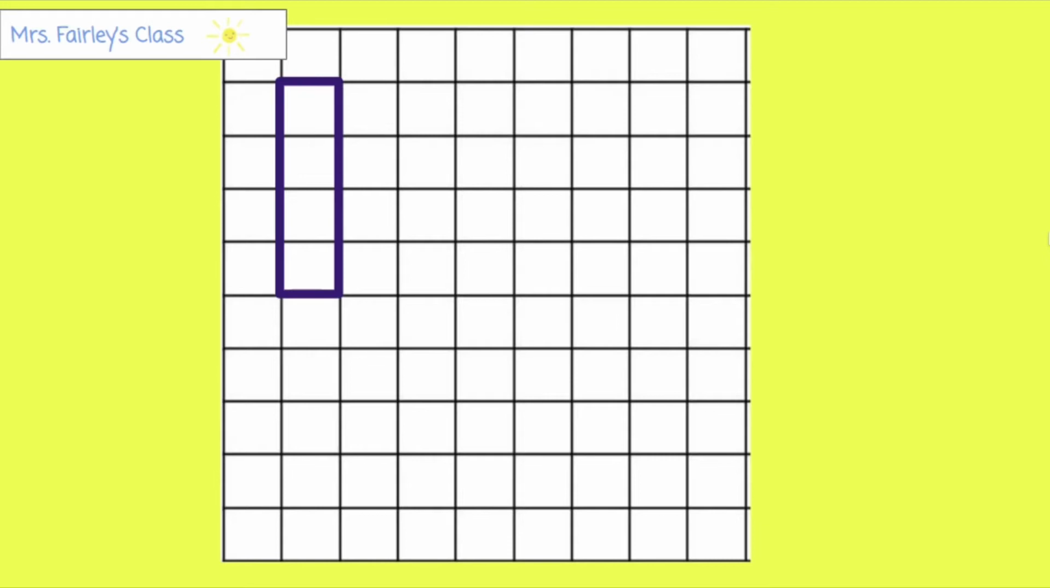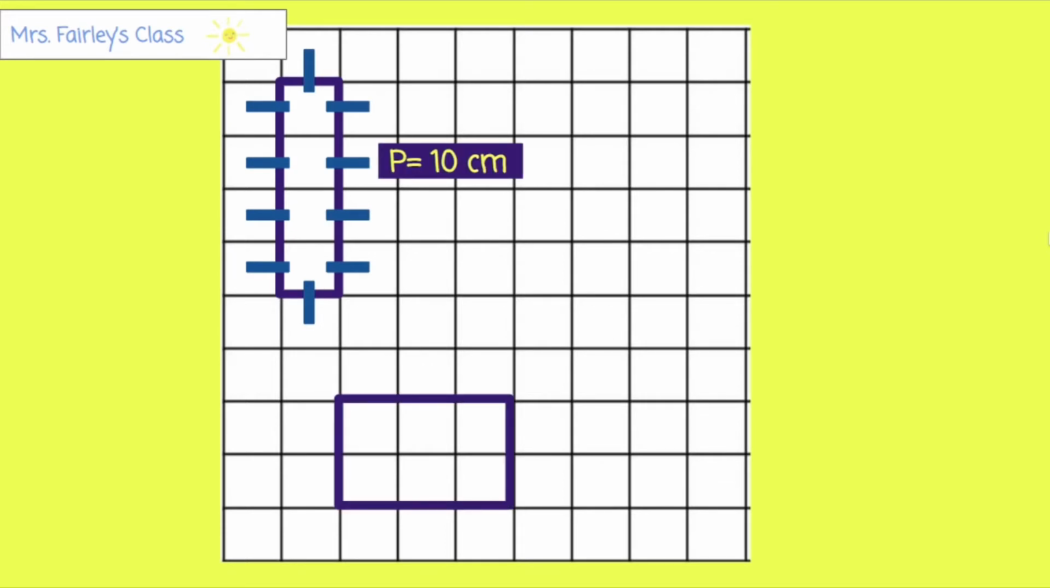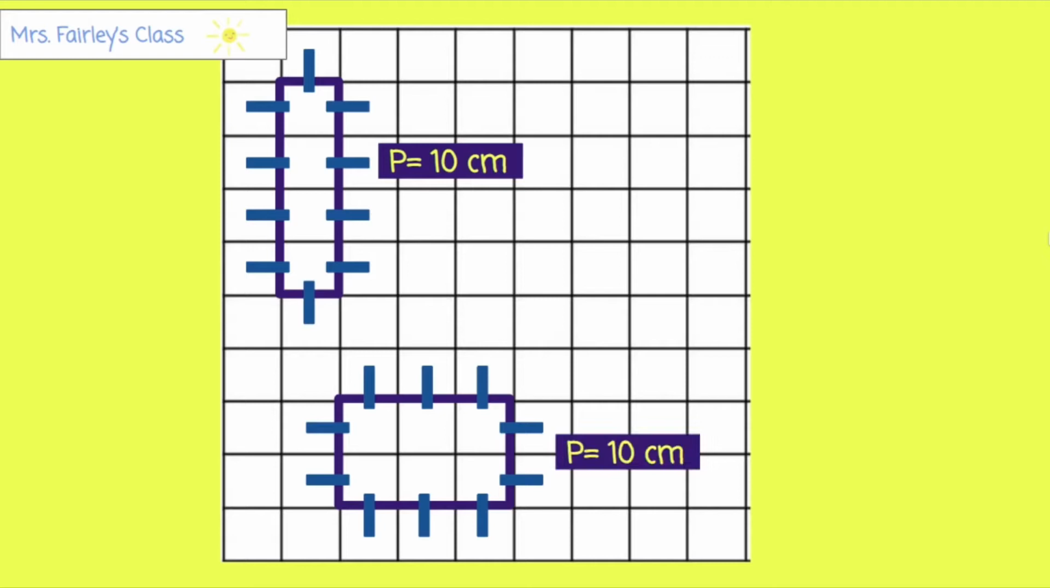Let's look at another shape. We'll find the perimeter. 1, 2, 3, 4, 5, 6, 7, 8, 9, 10. The perimeter of this rectangle is 10 centimeters. Now we'll find the perimeter of this rectangle. 1, 2, 3, 4, 5, 6, 7, 8, 9, 10. The perimeter is also 10 centimeters. You'll notice that shapes can have the same perimeter even though they look different.